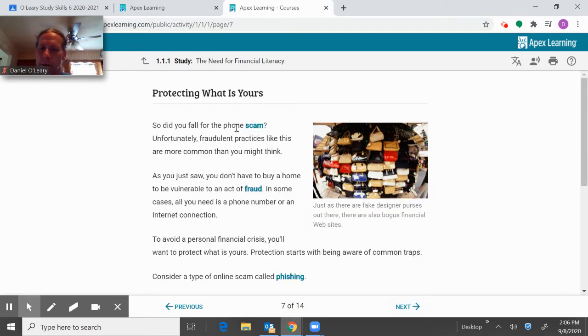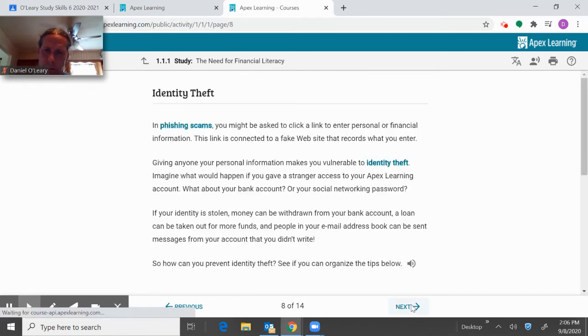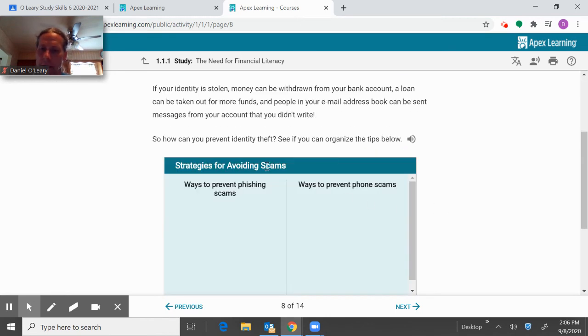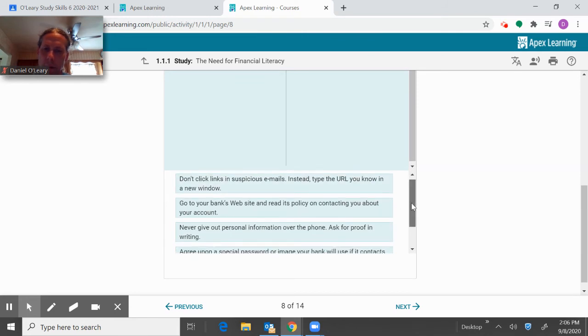Protecting what is yours, it's going to go into what are scams, what is fraud, what is phishing, etc. And it tells you some different things to look out for, phishing, scams, etc. Again, if you need to hear this read, you click that and it reads the page to you. All right, so it goes into here, what are phishing scams, what is identity theft, and then down here, strategies for avoiding those scams. You put the answer up into the spot that you think that it belongs.